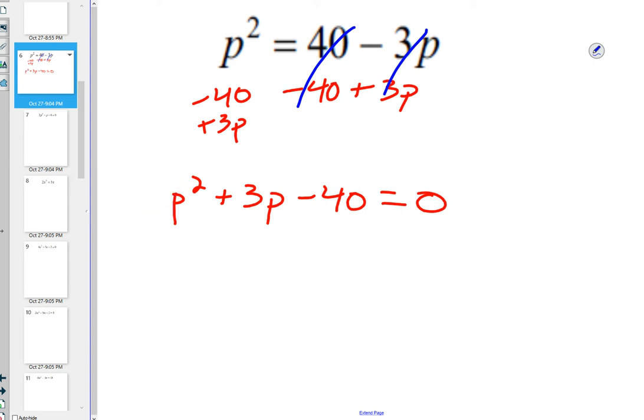All right, so now that I have all the terms on one side, I'm ready to factor. What's the first thing we look for when we factor? Is there a greatest common factor? Do all three of these terms have one common term that they can all be divided by? No. What's the next thing we look for? With 3 terms, what do we look for next?